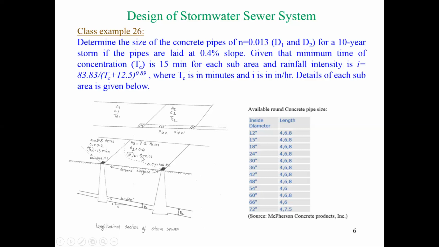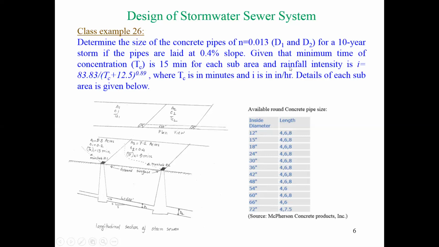So we have to find the diameter 1 and diameter 2. And they already gave you the commercially available round concrete pipe size. So we can choose the pipe size from this table, and we can check the velocity. And at the same time, we have to check whether this pipe size can carry the peak discharge or not.